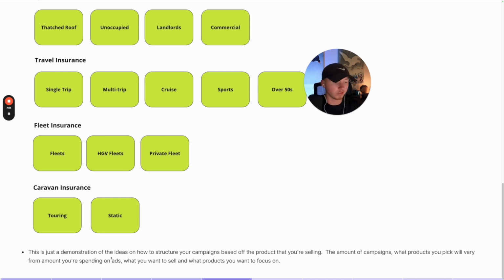Again, this is just a demonstration of how to structure your campaigns based off the product that you're selling. Obviously, the amount of campaigns that you choose, what products you choose, will vary on, one, the amount that you're spending on your ads, what you want to sell, and really what you want to focus on. So this, again, is just a demonstration of how you would take the overarching idea like travel insurance and break it down into the audience and groups inside of that.